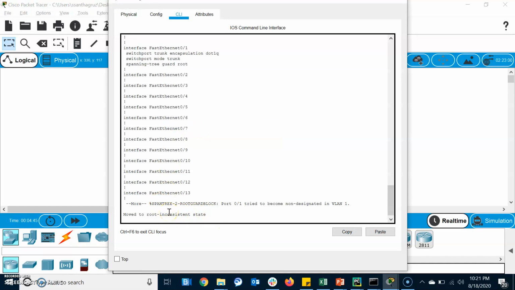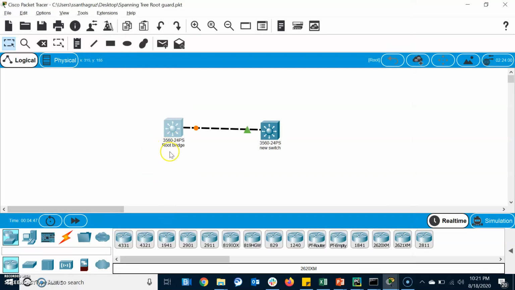So that is the purpose of the root guard feature. Root guard feature will not allow any other switch to become a root switch. In case any other rogue switch is advertising a better BPDU, then automatically the root switch designated port will enter into a root inconsistent state.